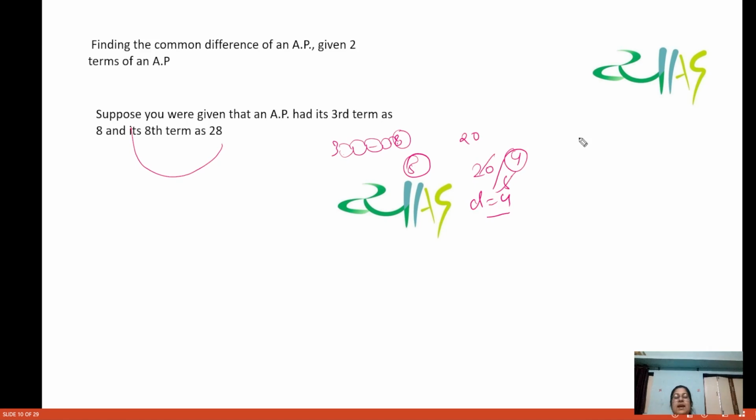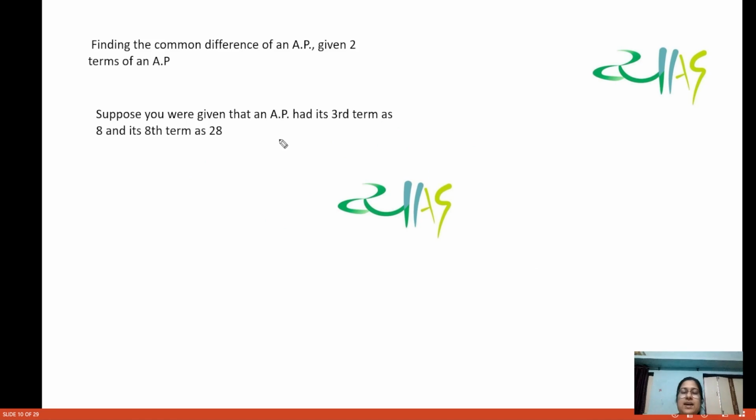ओके, सो आर यू क्लियर विद दिस थिंग? बेसिकली व्हाट आई एम सेइंग इज कि ये a प्लस n माइनस 1 d तो ठीक है, बट ट्राई टू अंडरस्टैंड व्हाट इट इज सेइंग। ओके, इसका मतलब क्या है कि अगर आपको मान लीजिए दे दिया है दो टर्म्स, लाइक फॉर एग्जांपल आई एम टेकिंग a equal to, let's say, I'll take a equal to 3.